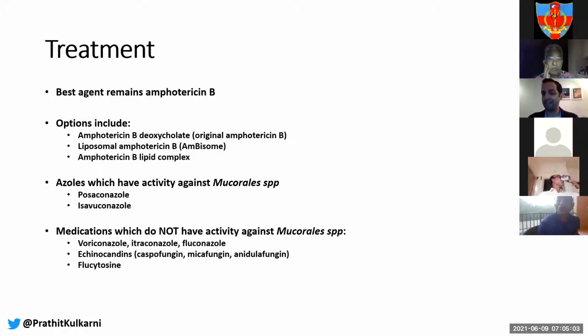These are all medications which have no activity against Mucorales species. Voriconazole, itraconazole, fluconazole, no activity. Echinocandins, such as caspofungin, micafungin, anidulafungin, no activity. And also flucytosine. Although these are antifungals and they treat many other fungi, they have no activity against mucormycosis.